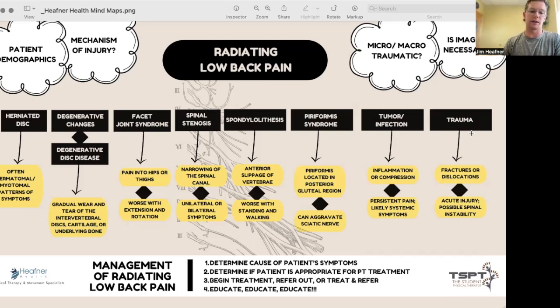So when someone comes into the clinic, you should be thinking, is it a unilateral or bilateral pattern? Is this something that I can treat? Is this something that changing positions alleviates their symptoms? And when you start asking yourself those questions, then you can build a pattern around their symptoms to then give them the best, most appropriate plan of care.